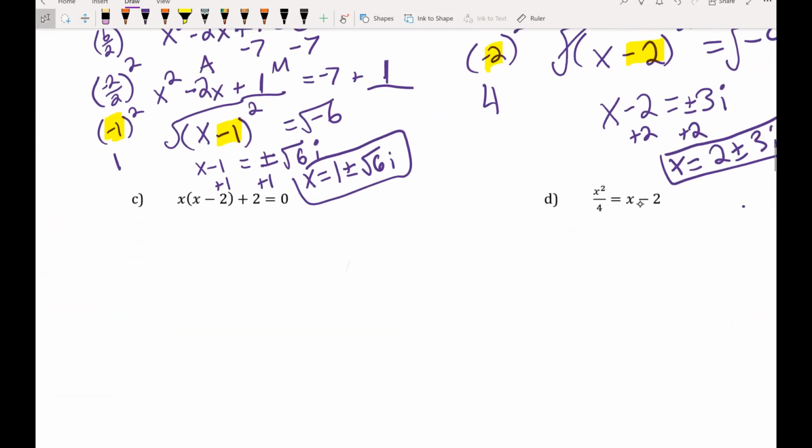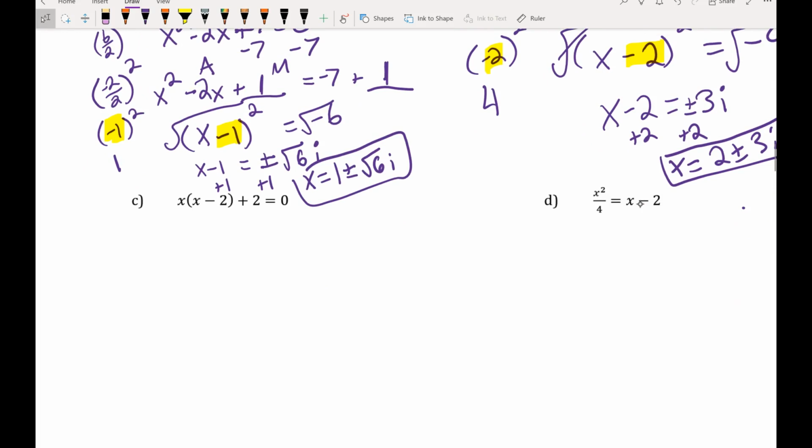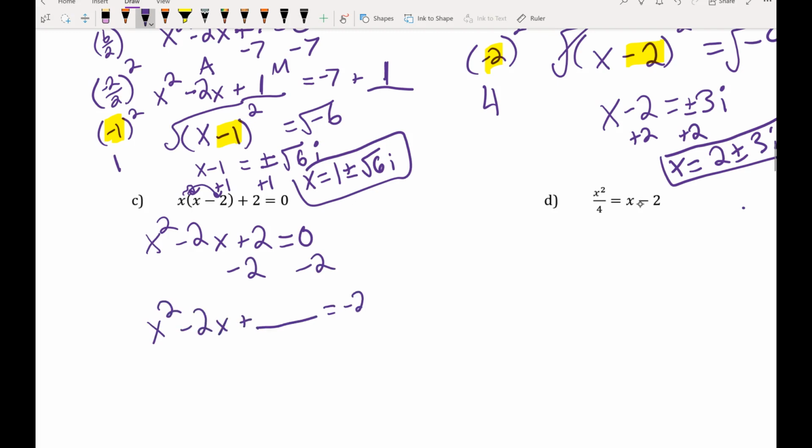Part C. Again, notice that it's not in standard form yet, so you've got to do a little bit of distributing before you can start here. X times x is x squared minus 2x plus 2 equals 0. Move my c term over to get x squared minus 2x. I leave a space equals negative 2, and I leave a space. Half of negative 2 is negative 1. Negative 1 squared is positive 1, so that's what I'm going to add to both sides.